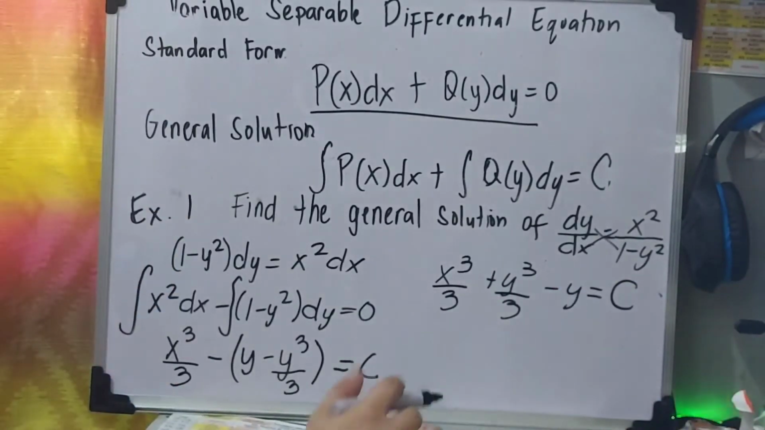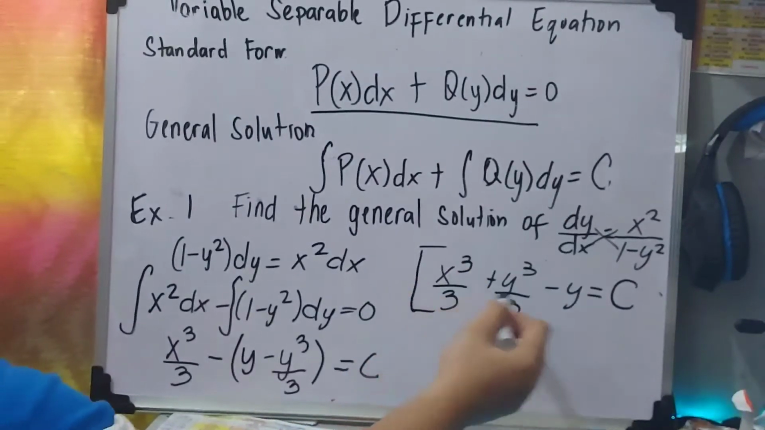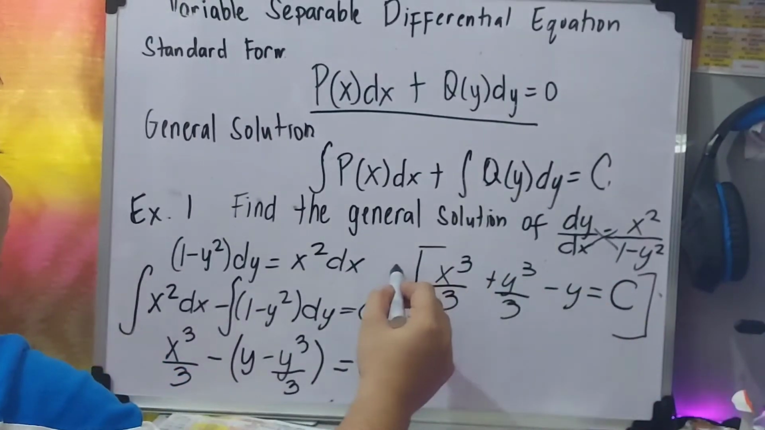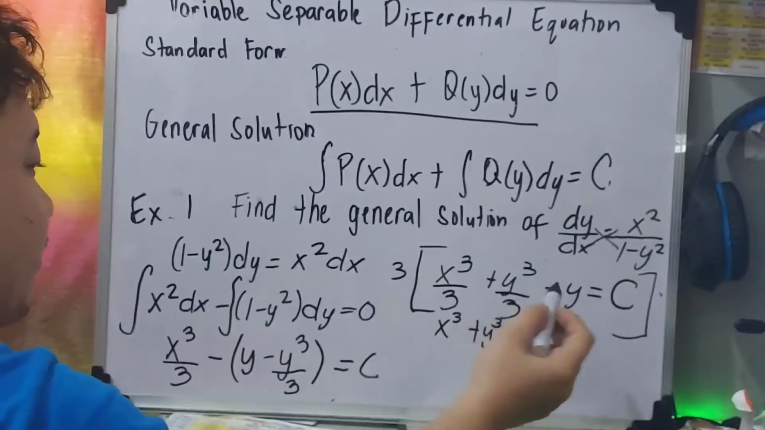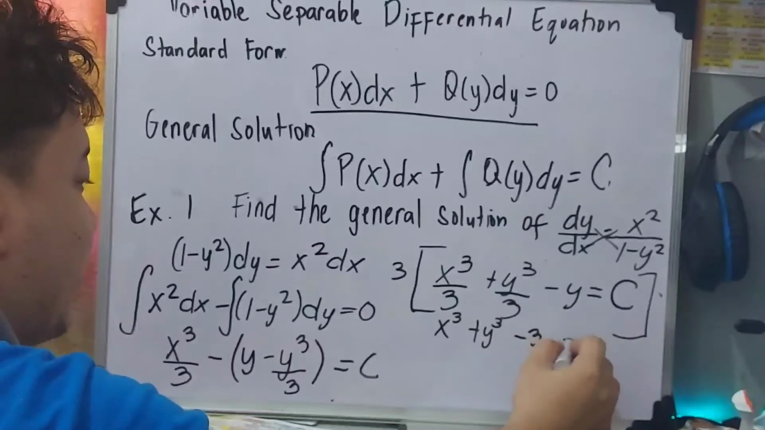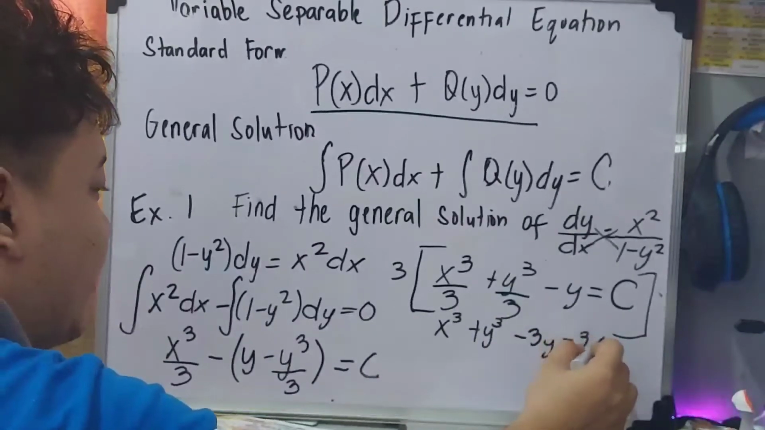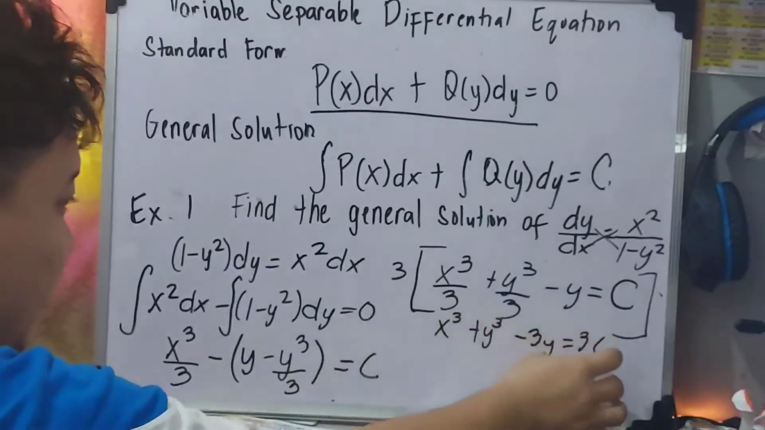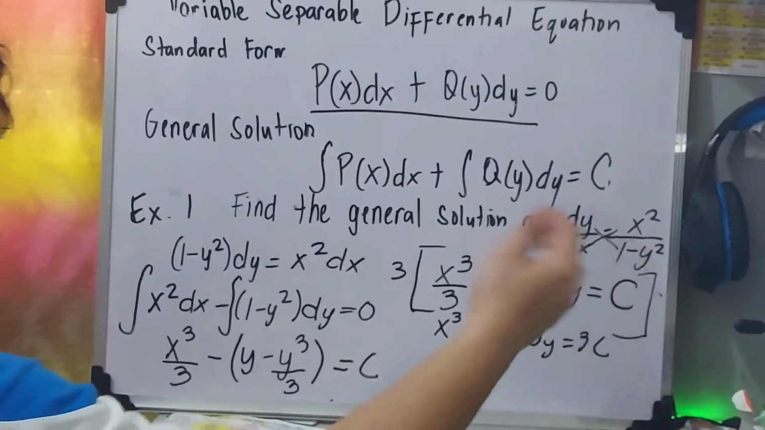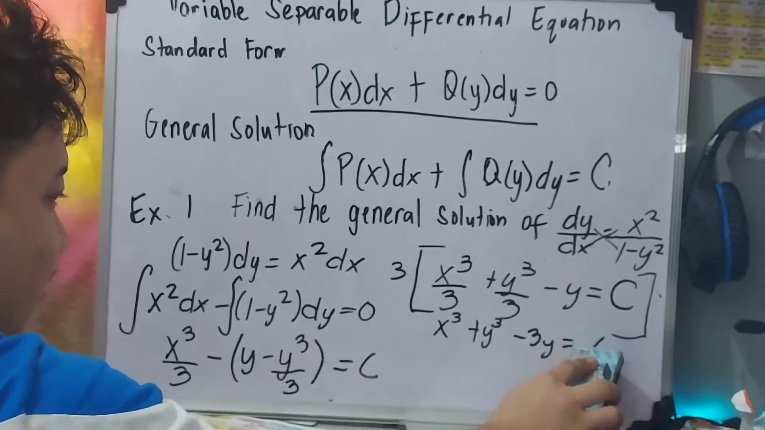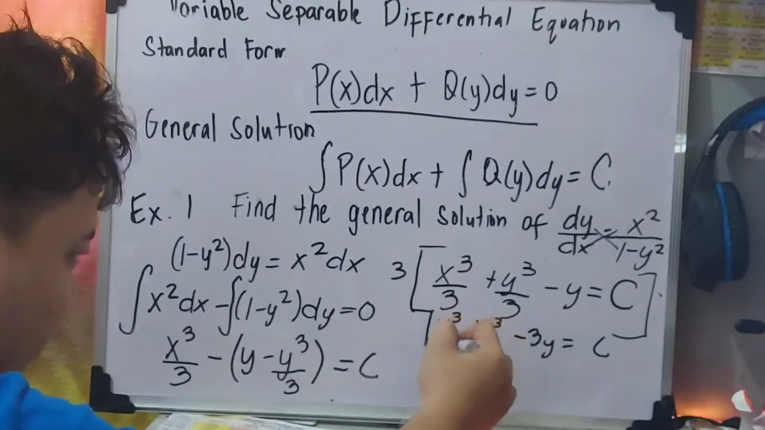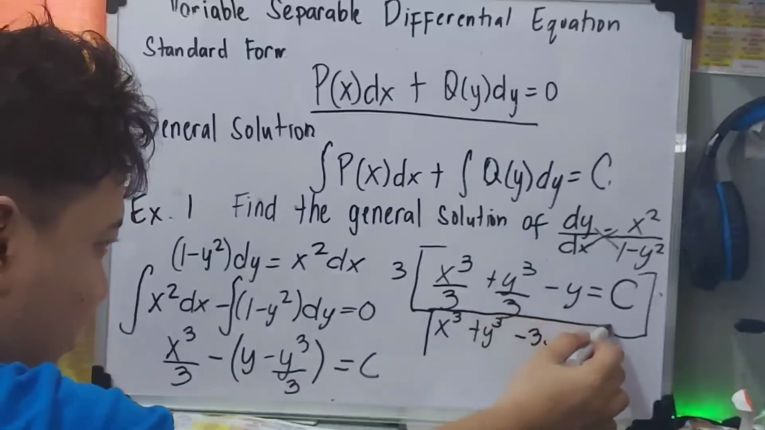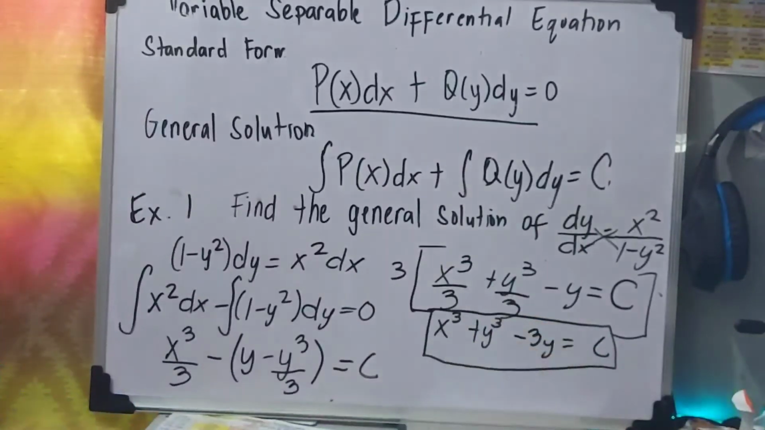C. Multiplying both sides by 3, we have x cubed plus y cubed minus 3y equals 3C. Since 3 is also a constant, we can remove that number 3. Our final answer will be x cubed plus y cubed minus 3y equals C.